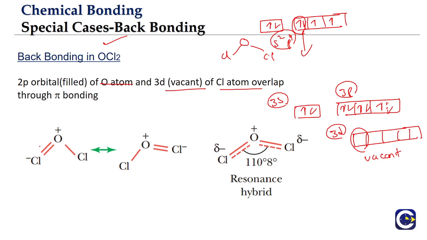Okay, so now what we see is that again here there will be two possibilities. What is it? Either we can have the pi coordinate bond towards this chlorine or towards this chlorine. So the actual molecule is going to be what? A resonance hybrid. The actual molecule is going to be a resonance hybrid between both these arrangements. So this is about the resonance phenomena in the case of OCl2 and the back bonding.